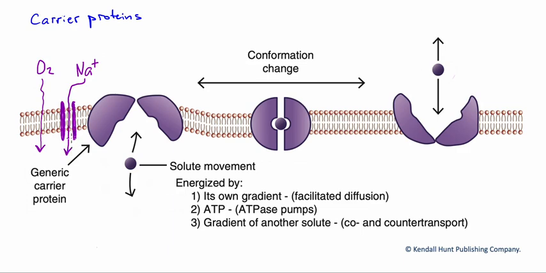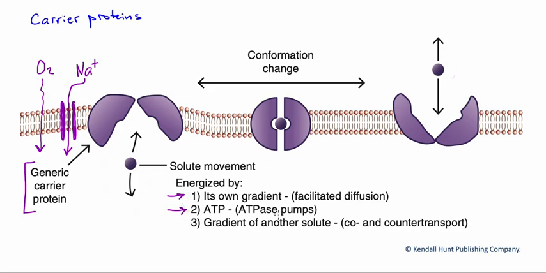Now, a carrier protein is different from a channel in that it directly interacts with, binds with the substance that it's transporting. And so we've got our generic carrier protein shown here in purple, and it's moving this round solute, and that can be energized by a gradient, once again, in which case we're facilitating that diffusion, right? We're aiding the diffusion because it can't occur passively across that lipid bilayer. It can be driven by ATP.